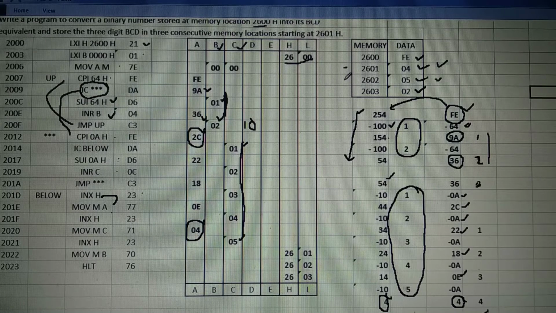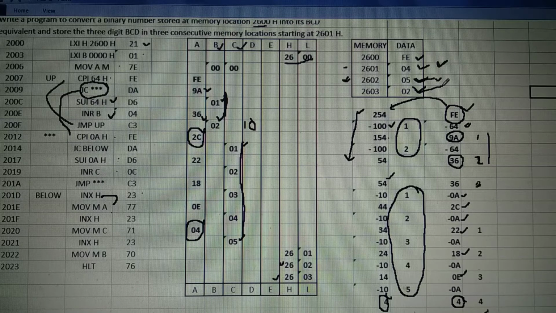INX H, go to the next memory, 10's place value, that is C, is to be transferred to memory, that is 05 is transferred here. INX H, go to the next memory, and the value is transferred there. First, unit place value is transferred, which is at A, then 10's place value, which is at C, then 100 place value, which is at B.